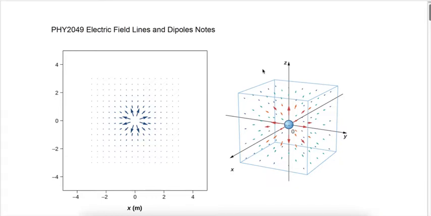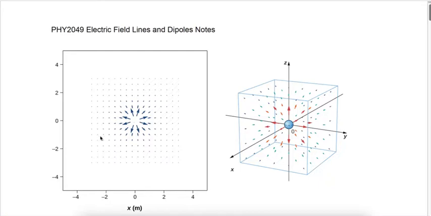Okay, let's quickly talk about electric field lines, and we'll go ahead and cover dipoles in this video as well. That'll be pretty short. So remember, electric charges create electric field vectors at every point in space. So if I have a charge here at the origin, that's going to create vectors everywhere in space.